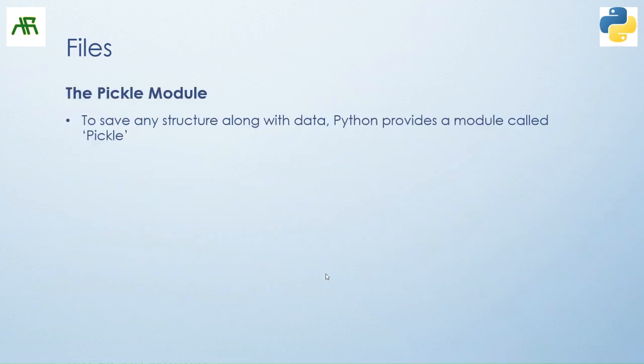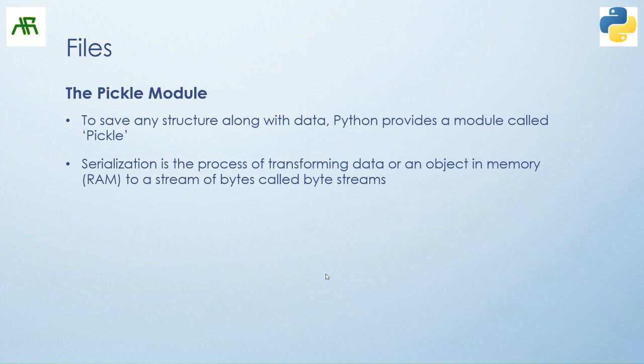The pickle module. To save any structure along with data, Python provides a module called pickle. We saw earlier in previous sessions that Python has so many inbuilt modules with lots of functions in each of them, right? So you have some reusable functions which can be used over and over. You don't have to write those functions. Similarly, a group of functions can be put into a module which can be imported, and a particular function can be called to do its operation. So one such module is pickle, provided by Python.